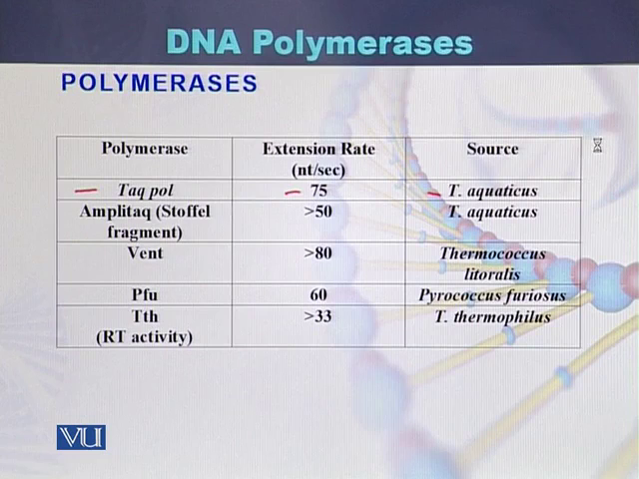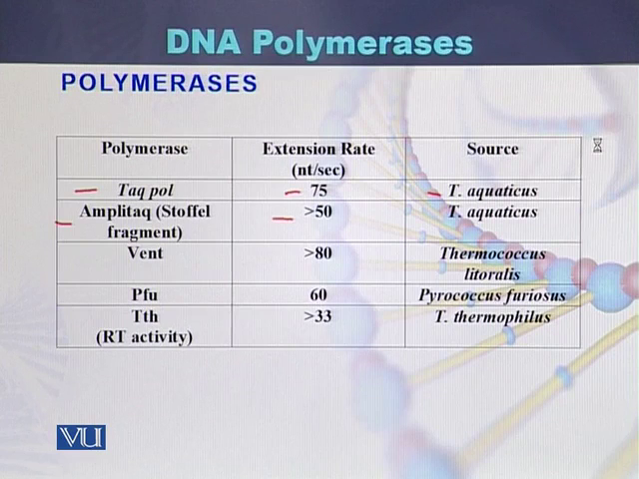The second type of the DNA polymerase is called Ampli-Taq, which is also called the Stoffel fragment. The extension rate of this DNA polymerase is approximately 50 nucleotides per second, and this polymerase was also purified from Thermus aquaticus and later on commercially produced.